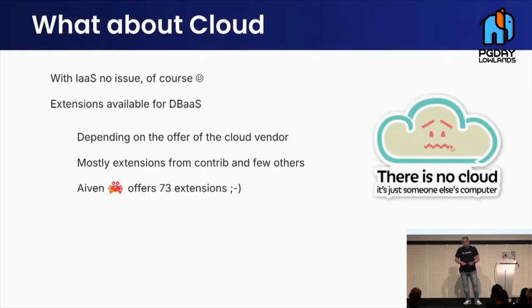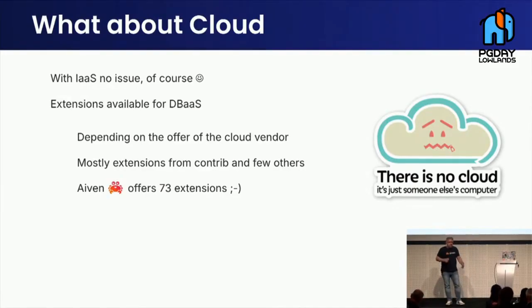Cloud, that is also kind of a difficult story. Of course, when you're having infrastructure as a service and install Postgres for your own, you can do whatever you want. The same with all extensions. But most of the customers out there are using DBaaS. They are always depending on what the cloud vendors are offering, right? So like AWS or Google Cloud SQL, you have to check what kind of extensions are available.